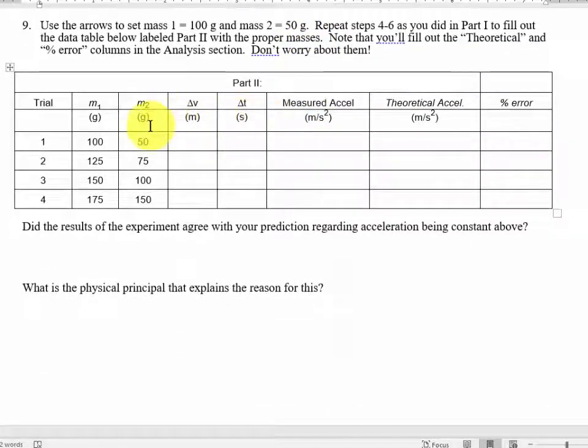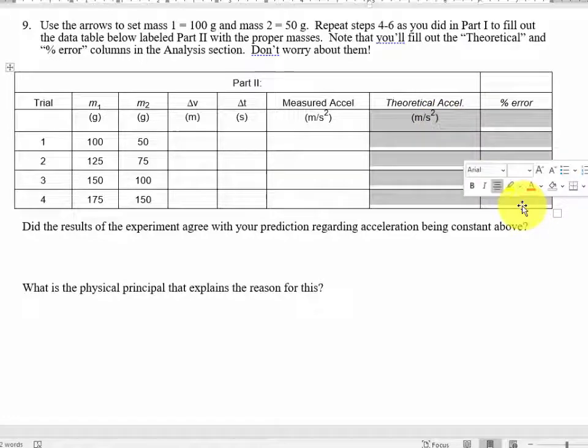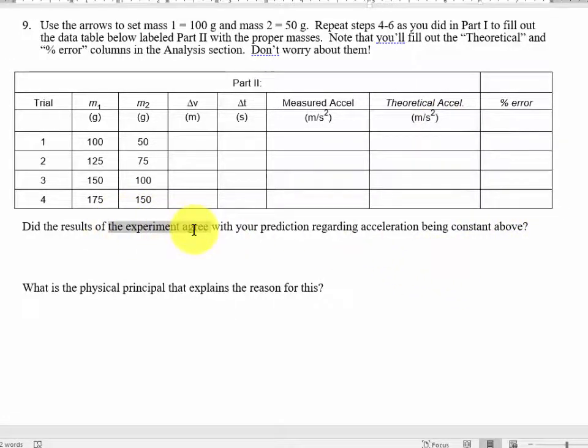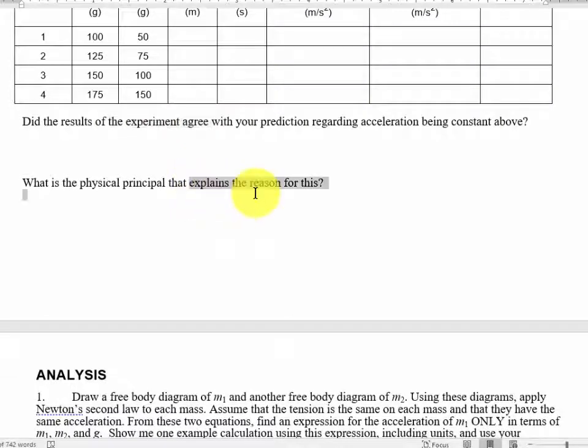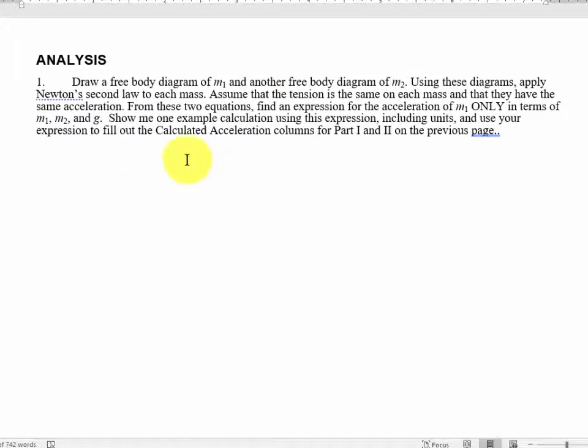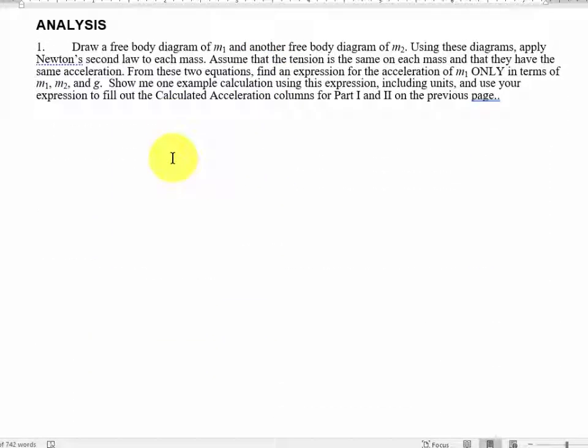So you're going to repeat the experiment, recording delta V, delta T, and measuring the acceleration. Again, don't worry about these two columns. You're going to fill them out in just a little bit. Was your prediction right? Why or why not? And what explains this? Then I'm going to have you come over to this part of the lab, and this is when we're going to come up with the theoretical acceleration.